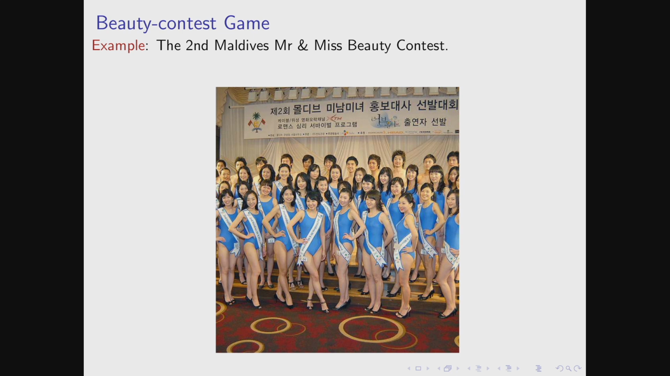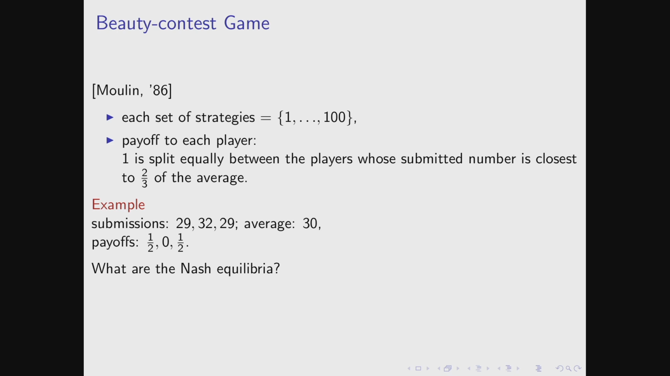There is a game called the Beauty Contest Game, which is the following. It was proposed by an economist, Moulin, in '86. So the idea is the following. You can choose a strategy, a number between 1 and 100. Now there are more players. In the example, there are 3. And the payoff is computed as follows. So there will be only one winner, or let's say more, but then we split the award. So the award is just one, say 1 million.